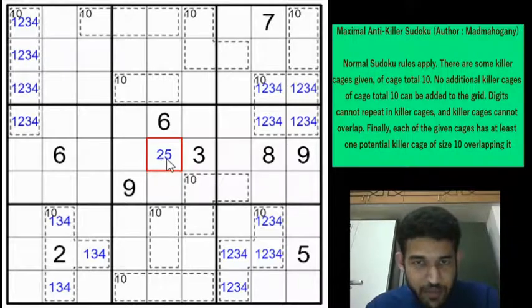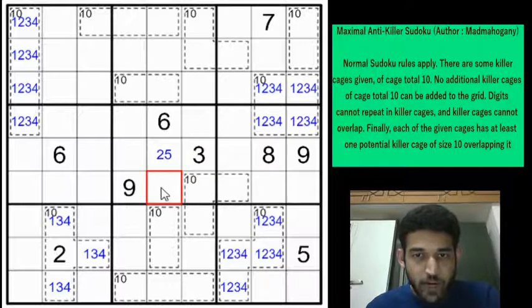Now with the help of this pencil mark, we can extend the logic a little bit. Now just for a moment, let us assume what happens if we have a 2, 5 here or a 2, 5 here. Right?